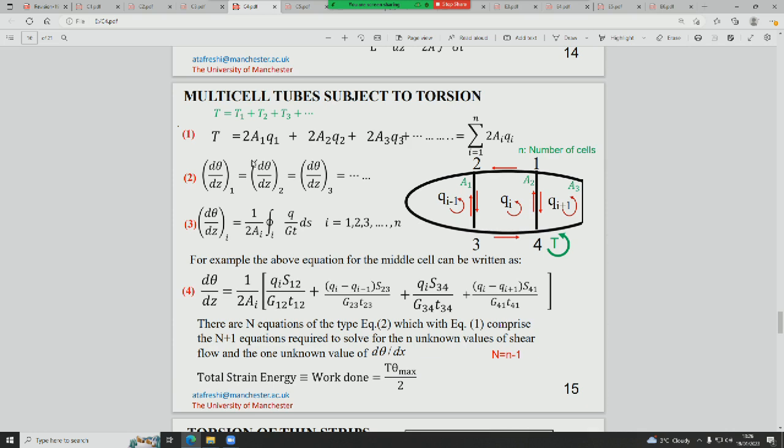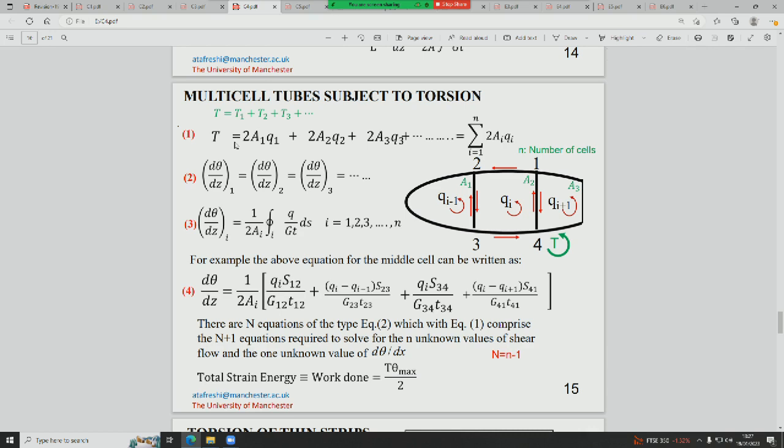First of all, we start with the equilibrium, which is the torque applied is equal to 2A1q1 plus 2A2q2 plus 2A3q3. You agree we've got A1, A2, and A3, which are the areas of these three cells. So we have one equation now. Now here we've got the compatibility equation. When I apply the torsion, all three of them rotate with the same angle. I'm going to use it twice. First, I use these two: d theta over dz for cell number one is equal to d theta over dz for cell number two. So it gives me one equation. And then I equate two and three, or one and three. You can use it twice, plus the one at the top, you end up with three equations, three unknowns.